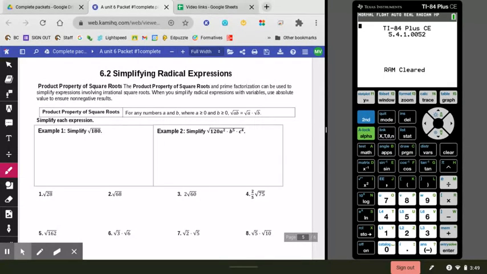So what we want to do is look at 180 and find its factors. We're looking for perfect square factors. So 180 can be simplified as 90 times 2, but neither one of those is a perfect square. I can do 45 times 4. 4 is a perfect square, but I want to simplify that more. So the best thing to do is to do a factor tree.